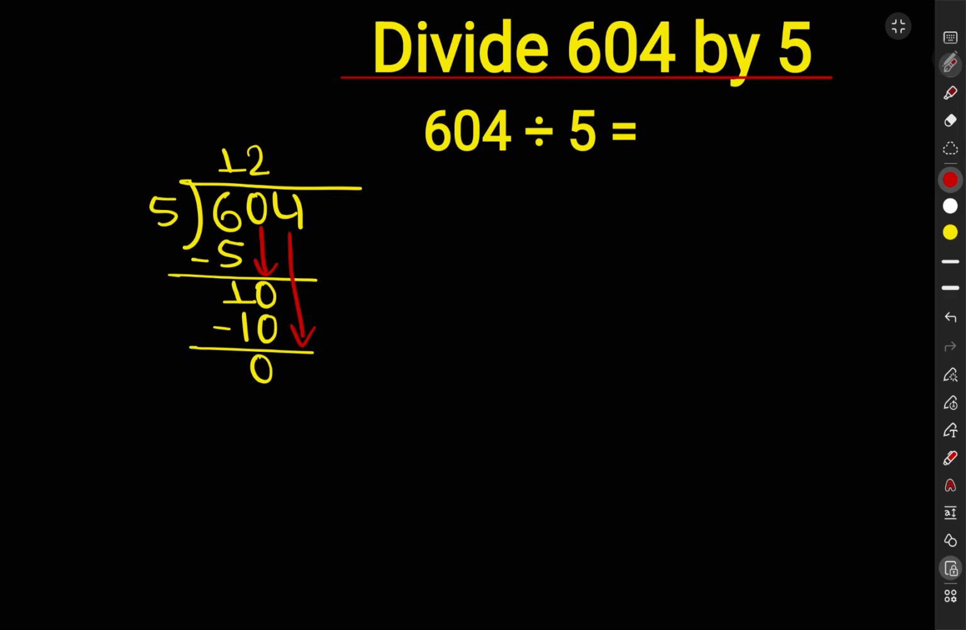So again we put down this 4 and 5 times 0 means 0. On subtracting we get 4. So now we have no other number to put down. So we take a decimal here so that we put 0. So it is 40 and 5 times 8 is 40. On subtracting we get 0.